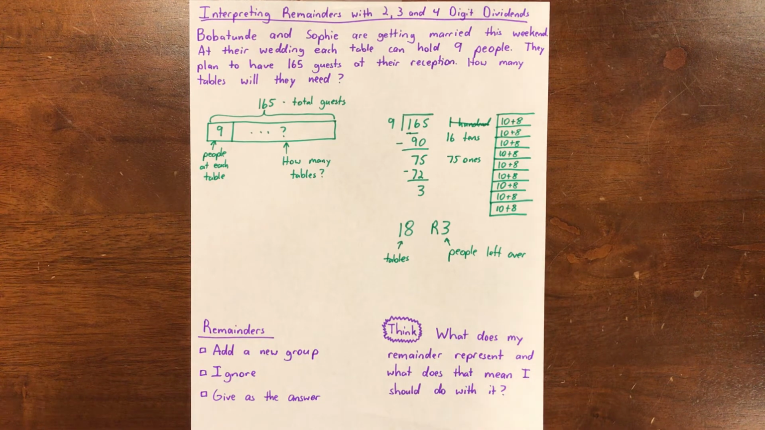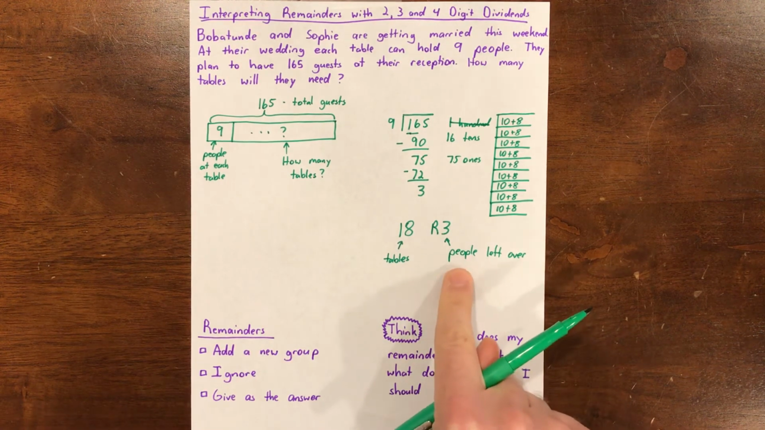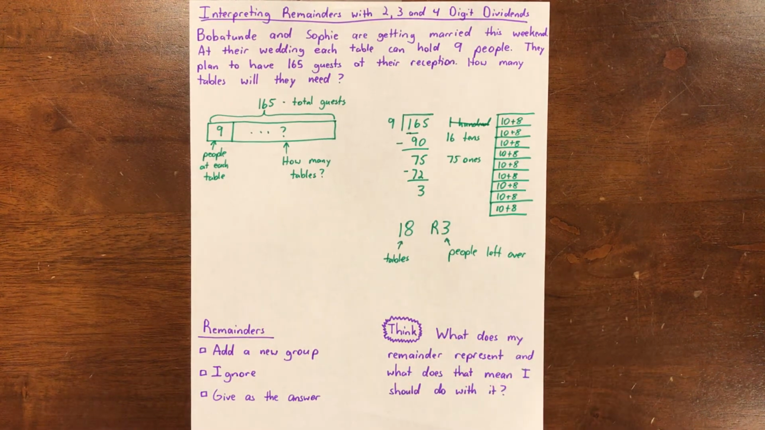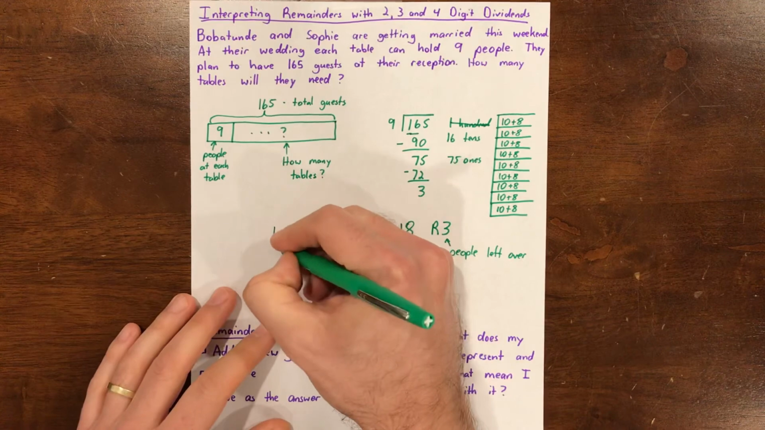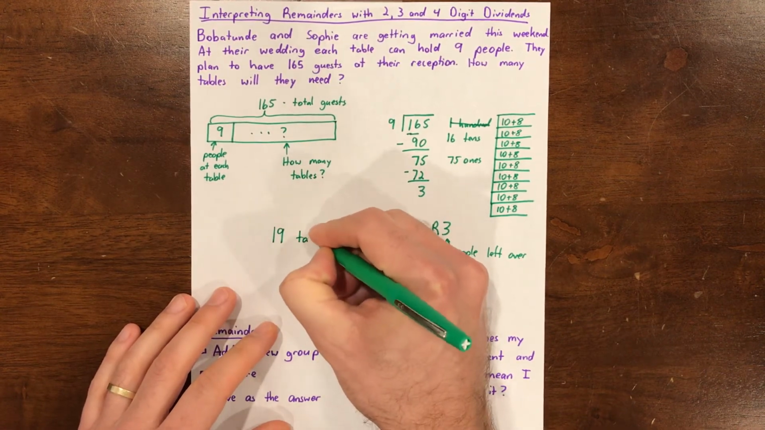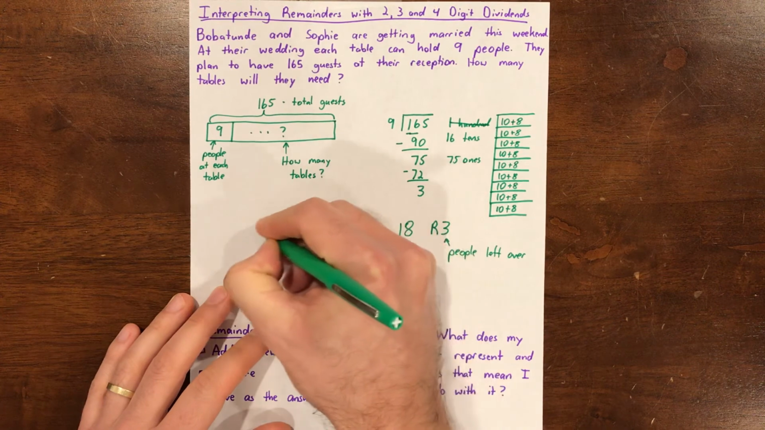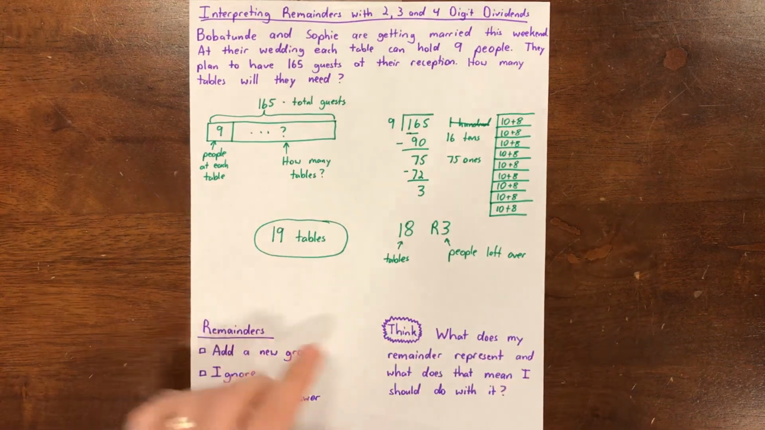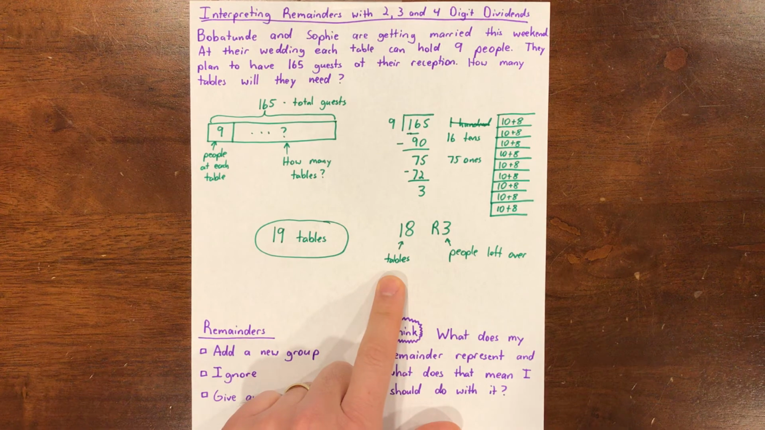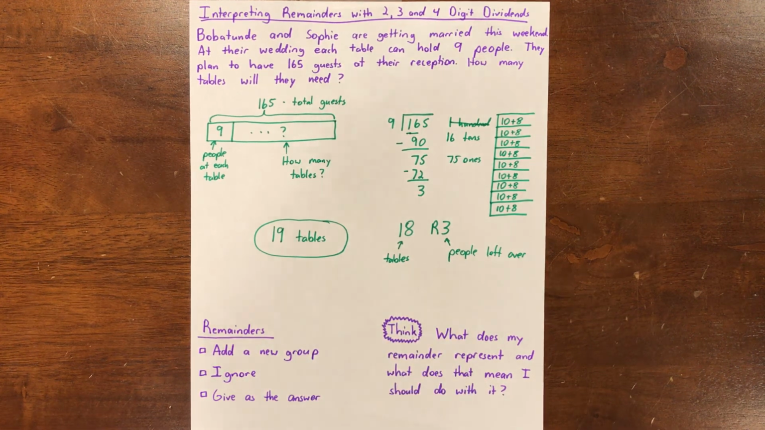Okay, right. We have to add another group. If we don't add another group, we're going to have these people and they're not going to have anywhere to sit at the wedding. So, what is the actual answer to this problem? Say it out loud. Right. They actually need 19 tables if they're going to have enough tables for everybody to have a place to sit. They'll have 18 tables with 9 people each, and then this leftover table, they'll sit the extra 3 people.